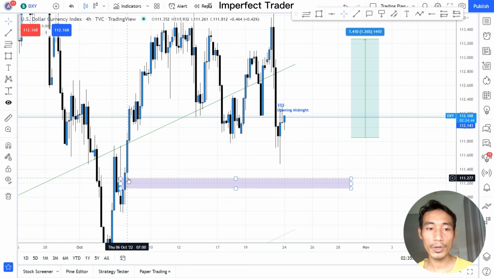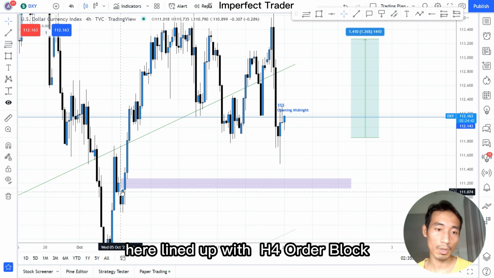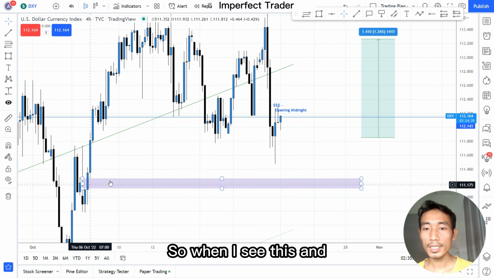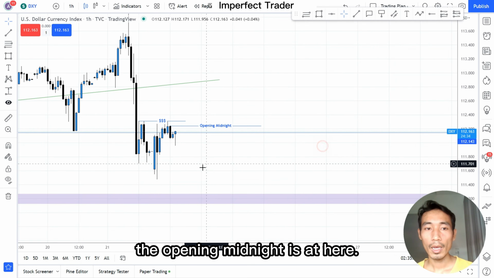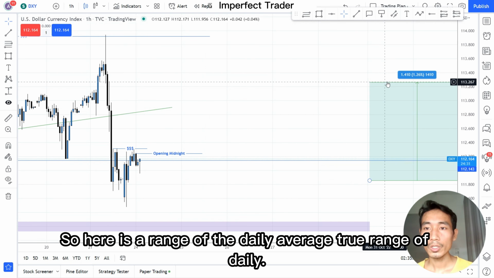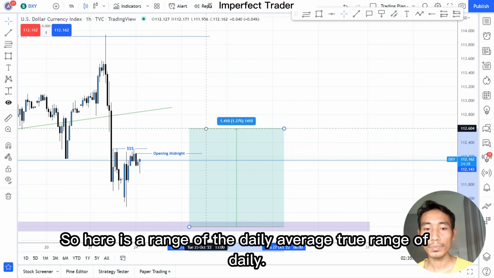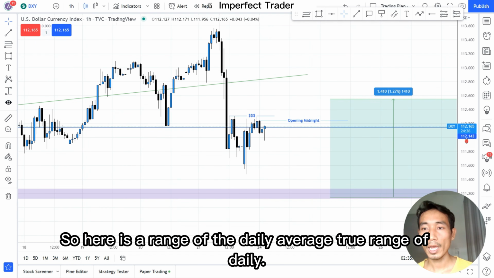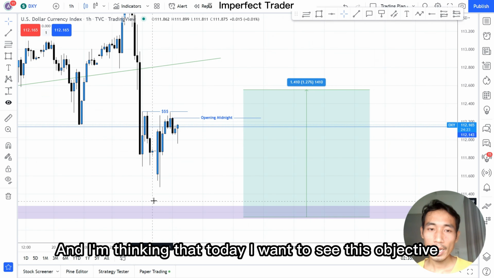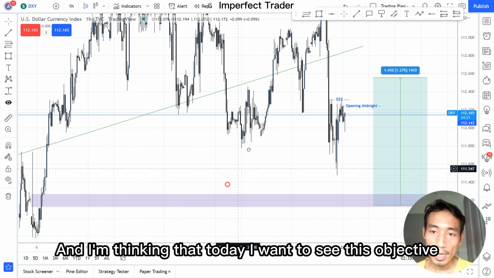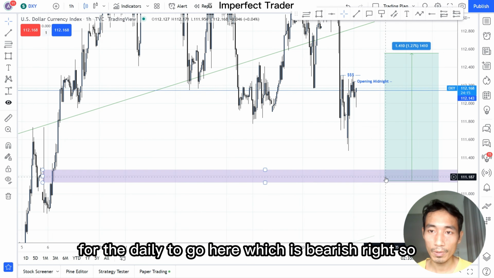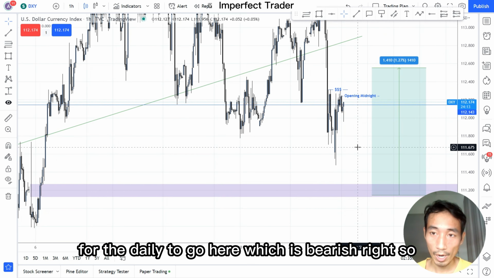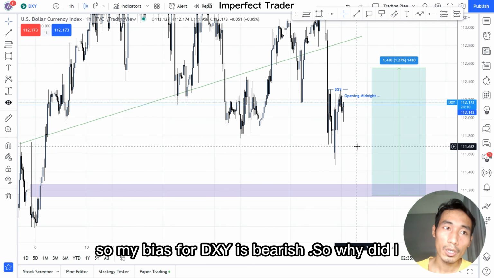On 4 hours I see a fair value gap right here lined up with the 4 hour order block. So when I see this, and the opening midnight is here, so here is the average range of daily, and I'm thinking that today I want to see this objective for the daily to go here, which is bearish, right? So my bias for dollar index is bearish.